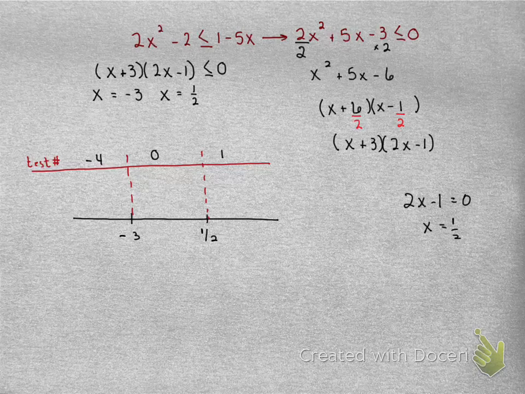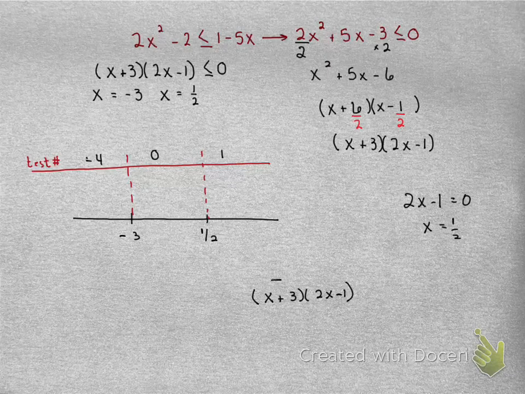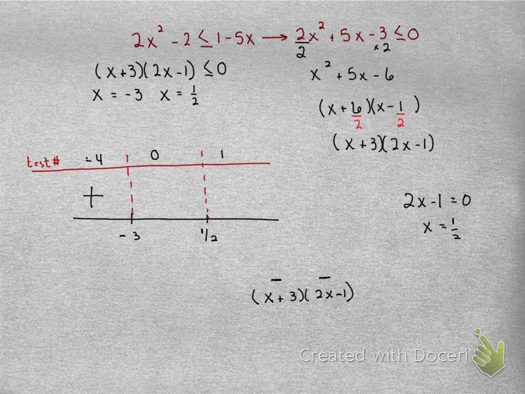All right, so now I'm going to put those test numbers one at a time into our factors. I'm going to put them down here just so we have some more room. Okay, if we put a negative 4 in the first factor, we get a negative number. If we put a negative 4 into the second factor, we would get another negative number. 2 times negative 4 is negative 8 minus 1. Okay, so negative times a negative gives us a positive in that interval of our table.